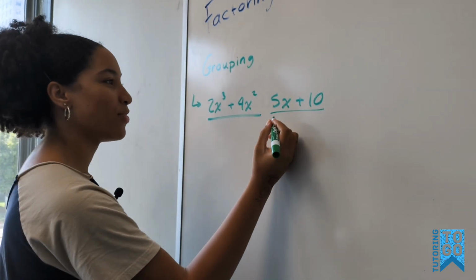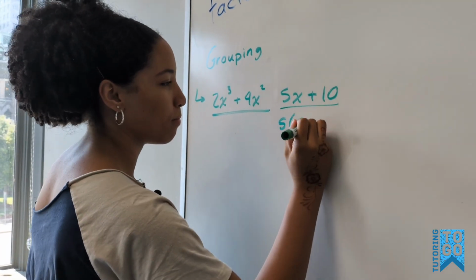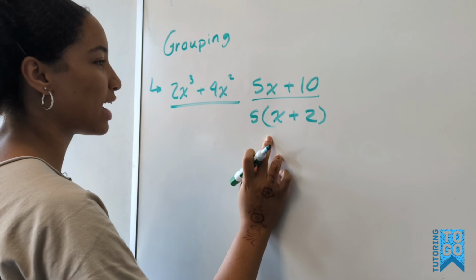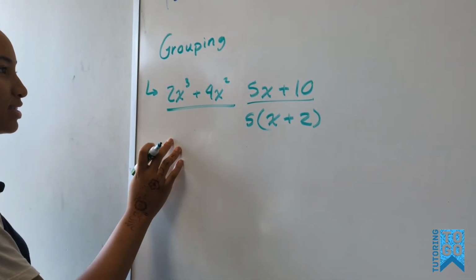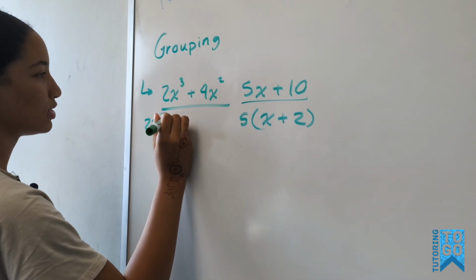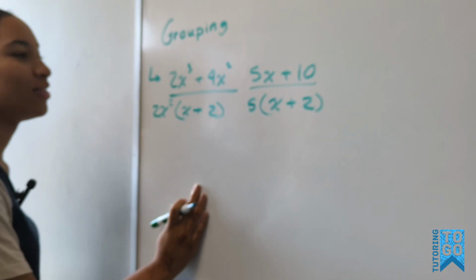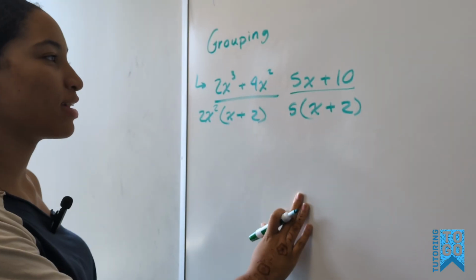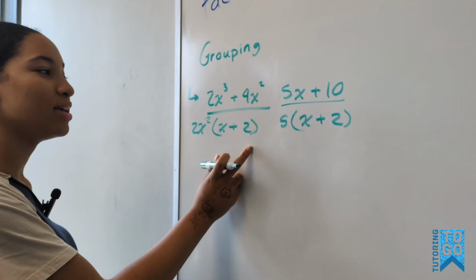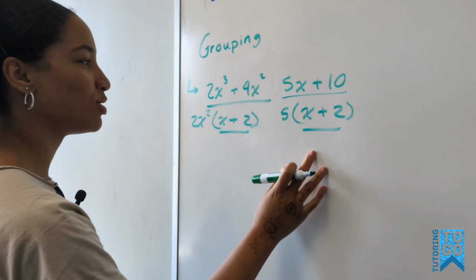For example, for 5x plus 10, you can take out 5 from both the 5x and the 10 to get 5 times (x plus 2). And then on this side, you can take out 2x squared to get (x plus 2). The goal when you're factoring by grouping is to get the same expression on the inside of the parentheses. Both of these are x plus 2, and that's what you want.